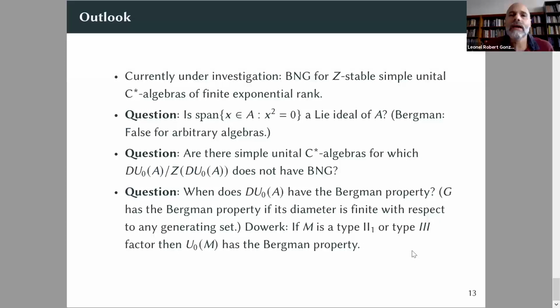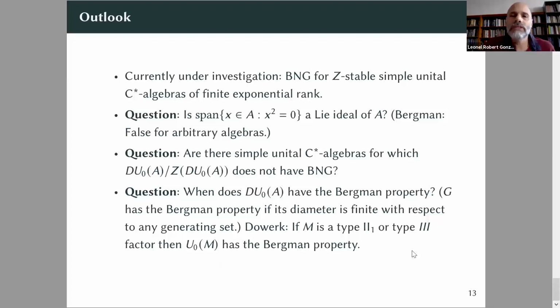And then again, we expect to find this sort of bounded normal generation. I need to assume finite exponential rank as well. This is necessary. Now, it may be the case that all simple unital C*-algebras have finite exponential rank. It may be that this follows from the classification, from the new approaches to classification.